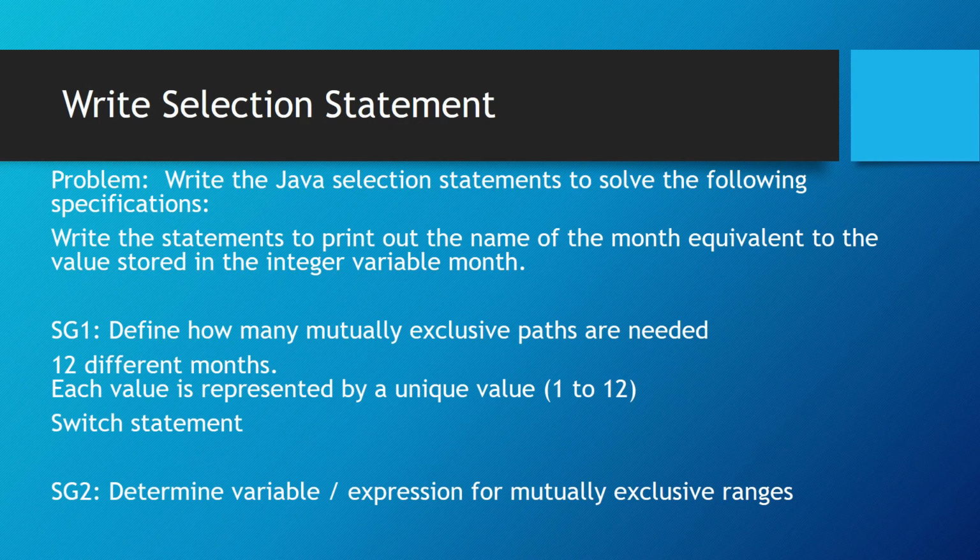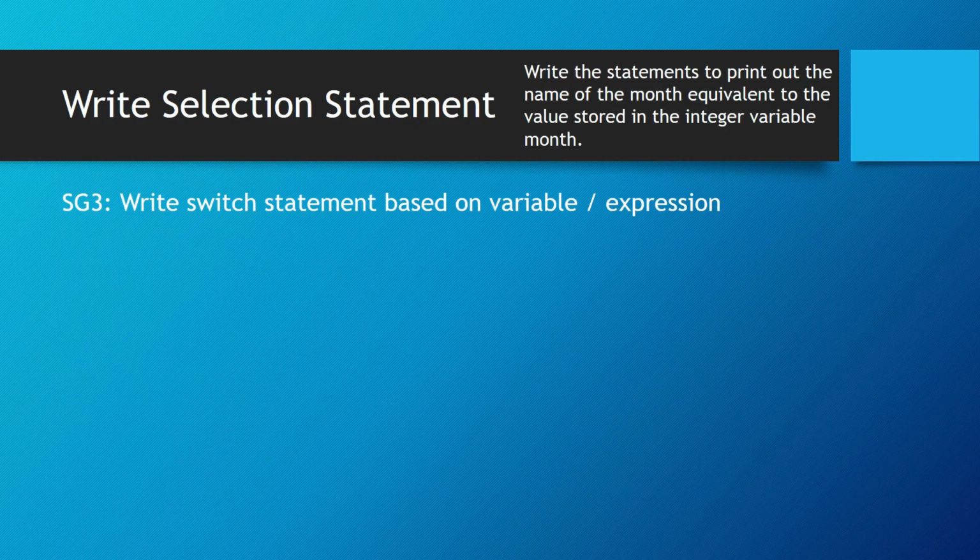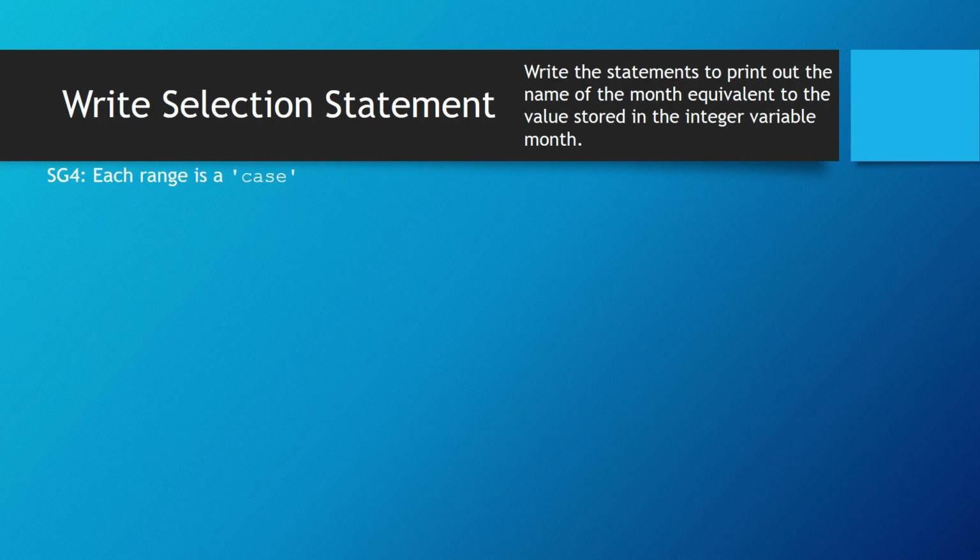For subgoal 2, we are asked to determine the variable or expression for the mutually exclusive ranges. We want to base it off of the integer variable month. For subgoal 3, we write the switch statement based on the variable or expression. So we have switch on the variable month, followed by the open and close curly braces. For subgoal 4, each range becomes a case. Because month is an integer, all of the case values must be integers.